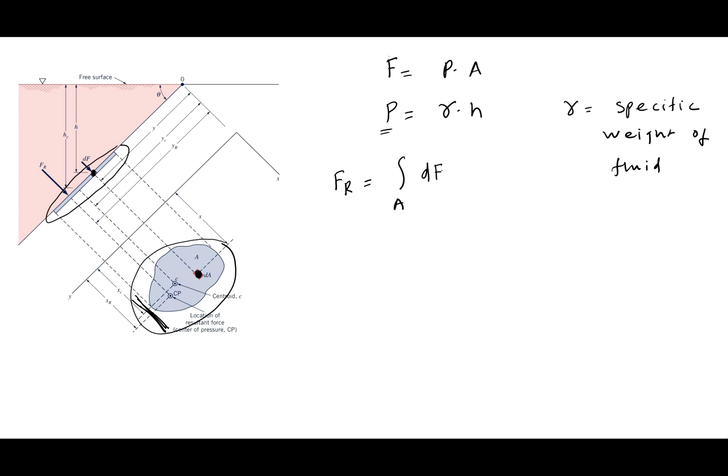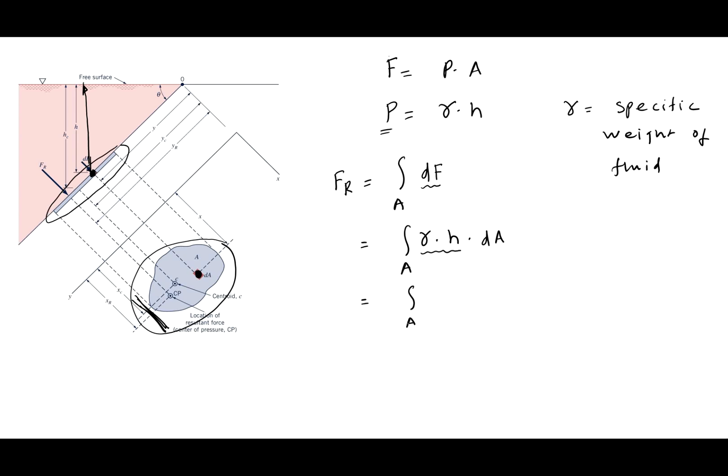Okay, and then we know that force is pressure times area. So pressure will be gamma times H. In this case we have this H acting at that point, so this is the H corresponding to this point. For now, I'll just write H. So gamma H times the area, so this is the pressure, and the area will be dA. Now we can write H in terms of Y.